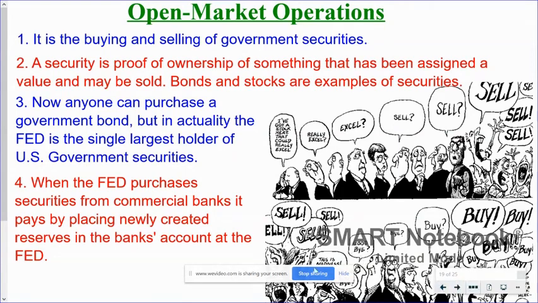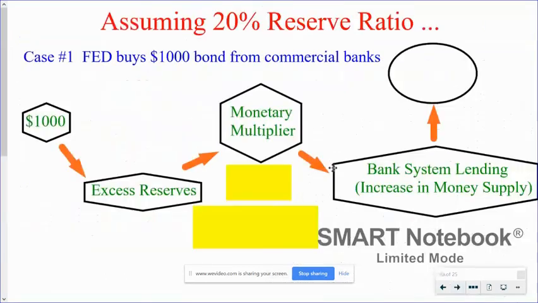Now let's take a look at the interaction of the Fed and the banks. So, open market operations. Let's say that the Fed buys a $1,000 bond that is owned by some commercial banks. So what happens is that $1,000 the Fed is paying goes directly into excess reserves of a particular commercial bank.